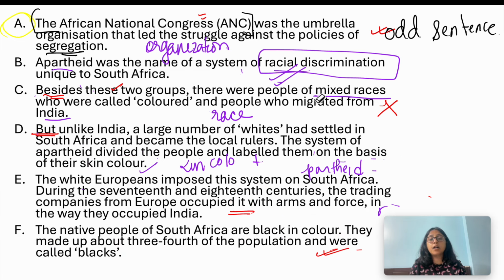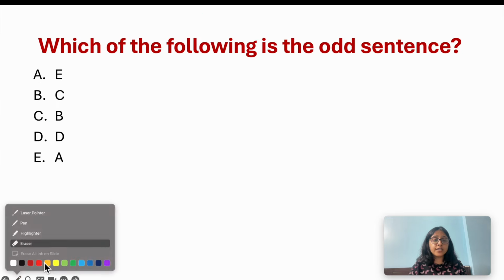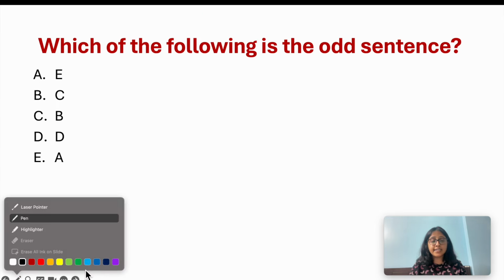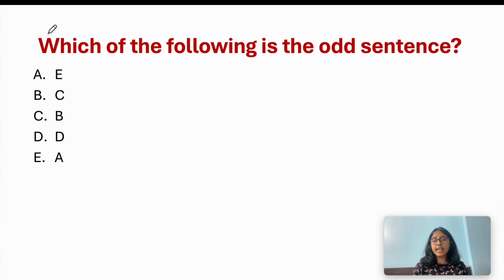Now let's come to the questions part. Let's go to the questions and understand. The first question is, which of the following is the odd sentence? Which is the odd sentence? So odd sentence is sentence A. So our answer is option E. Sentence A is the odd sentence.